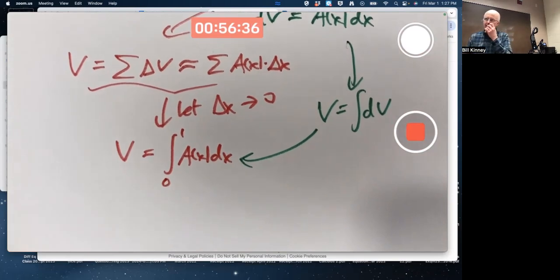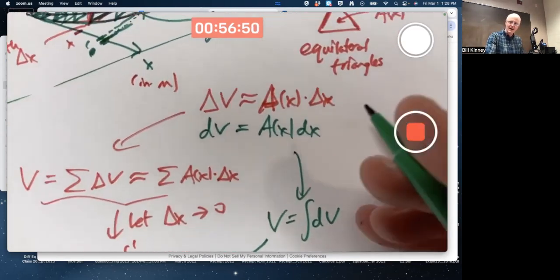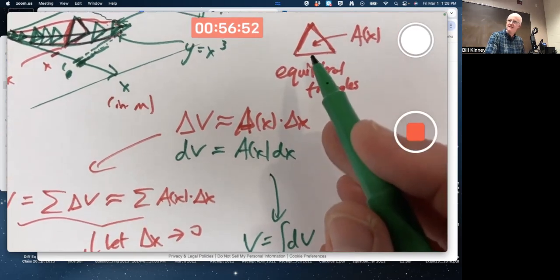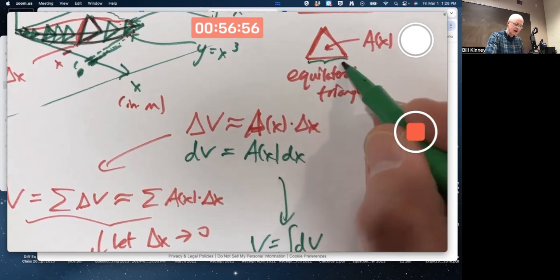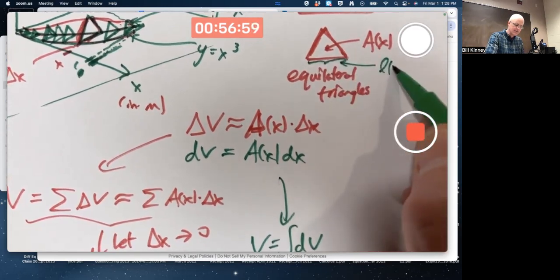So if I can figure out A of x, then I can do this integral. This is way harder than you might imagine at first to do, but we can do it. We need to think about these cross sections to help us figure out A of x. Let's label the length of the side of a cross section. How about L of x, like we did before?